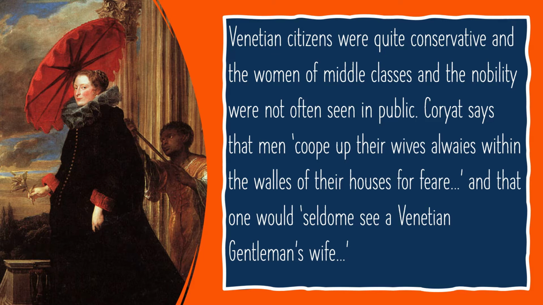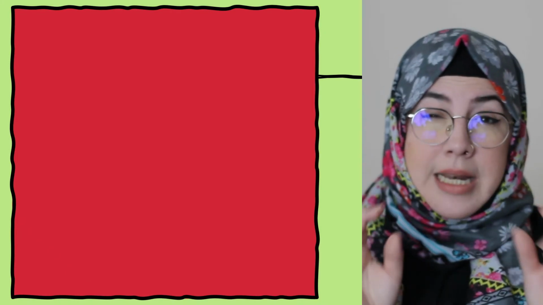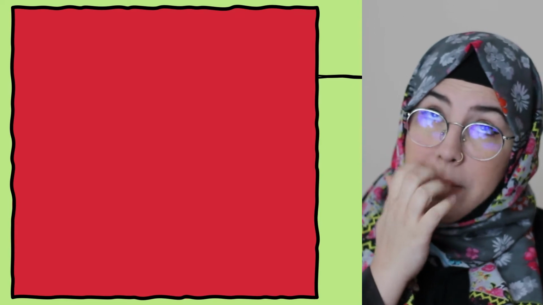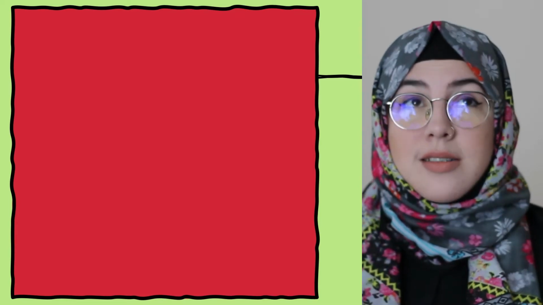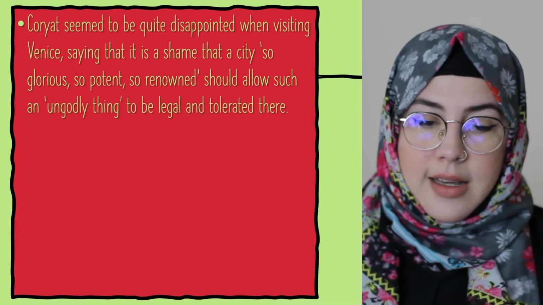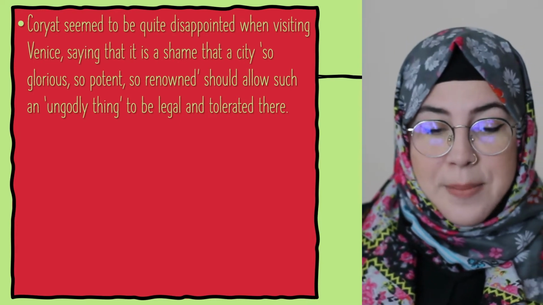Surely the opportunity for freedom through marrying this adventurous outsider, who potentially would not expect a cloistered existence from her, as he's not a Venetian, was too good to pass up. But that's maybe just one of my many theories. Coryat definitely seemed to be a little disappointed when visiting Venice, saying that it is a shame that a city so potent, so renowned, should allow such an ungodly thing to be legal and tolerated there.